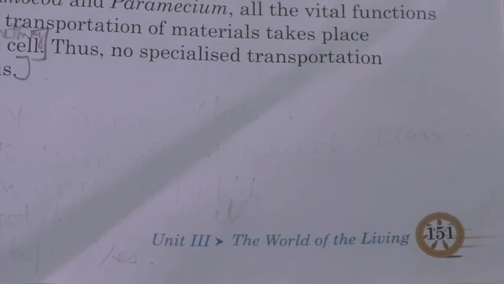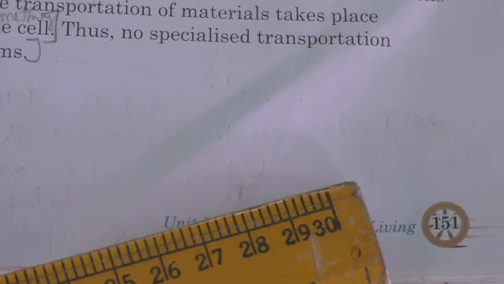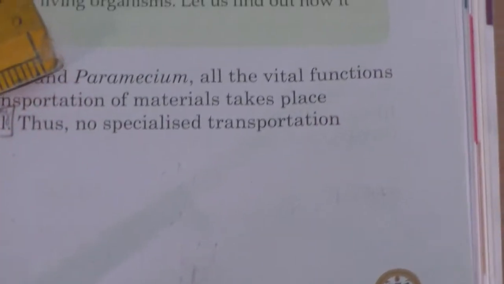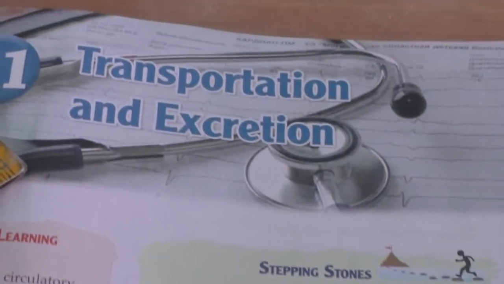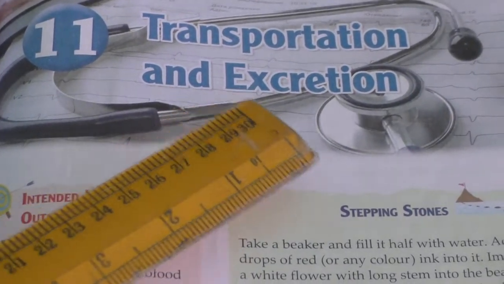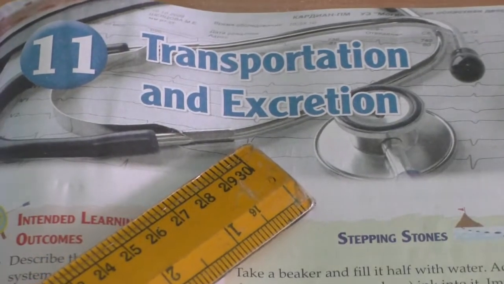Children, open your textbook at page number 151, that is chapter number 11, transportation and excretion. Clear? Shall we start the topic?